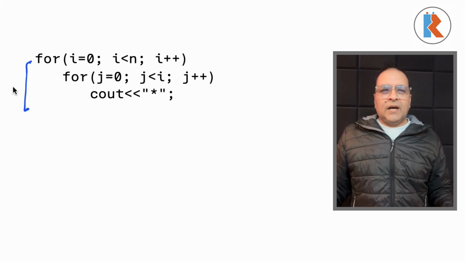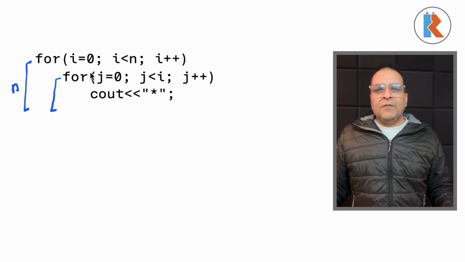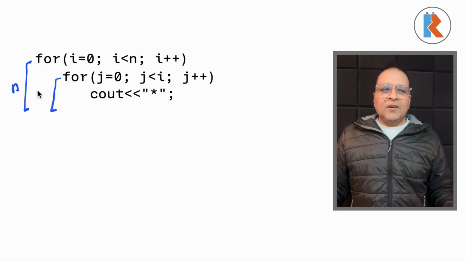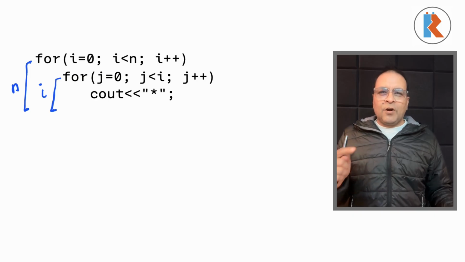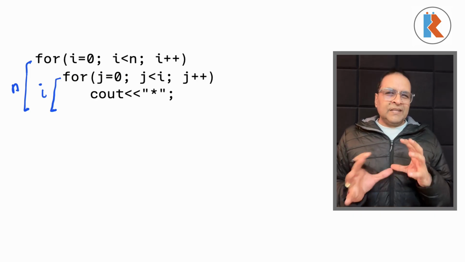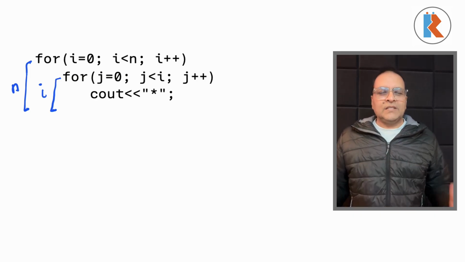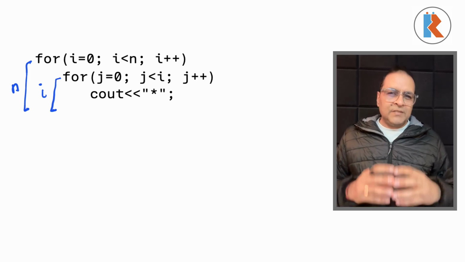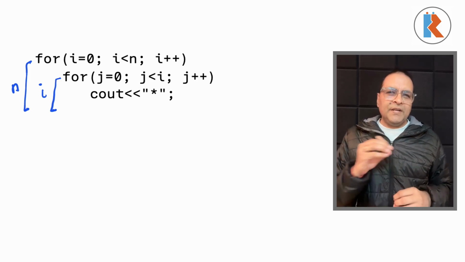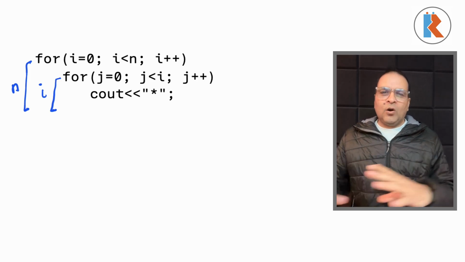But sometimes the number of iterations of the inner while loop is not constant. Consider this case. The outer loop is executing n times, and for the ith iteration, the inner loop is executing i times. And this i will keep on changing for every iteration of the outer loop. In this case, we have to use the summation method. The summation method is that we find the number of times the inner loop is getting executed for every iteration of the outer loop, and then add all of those numbers.